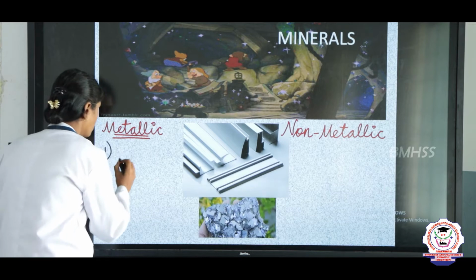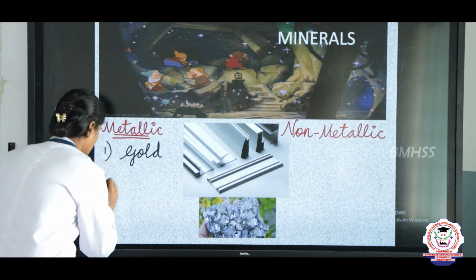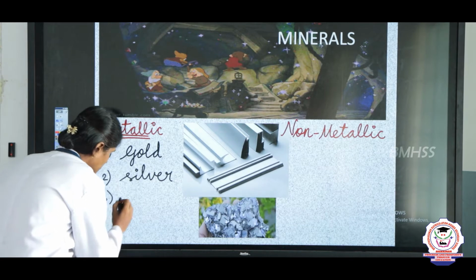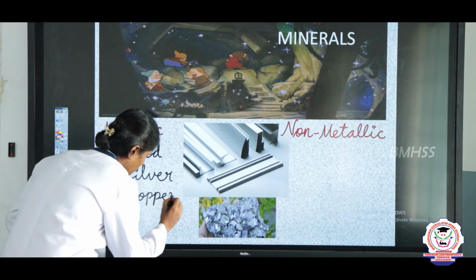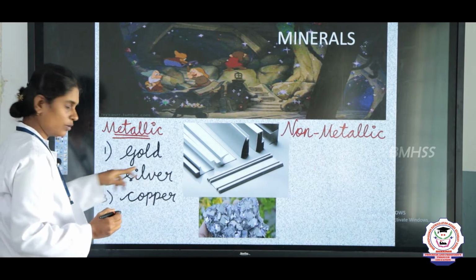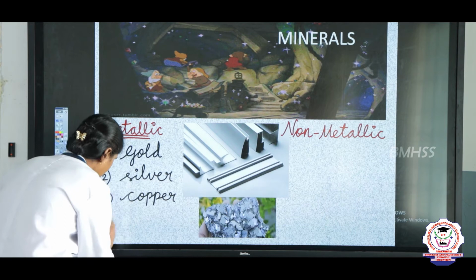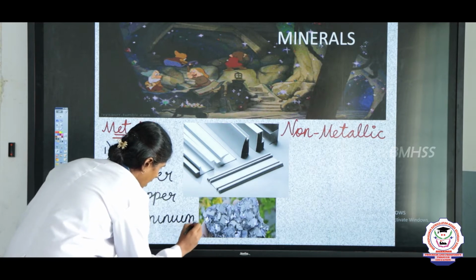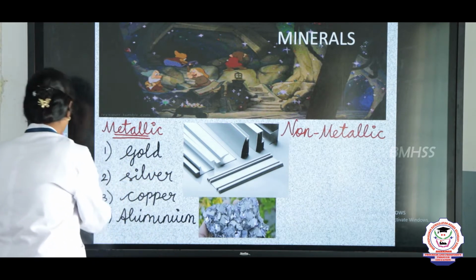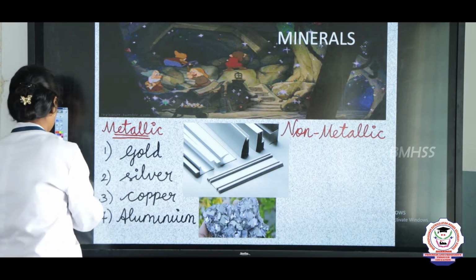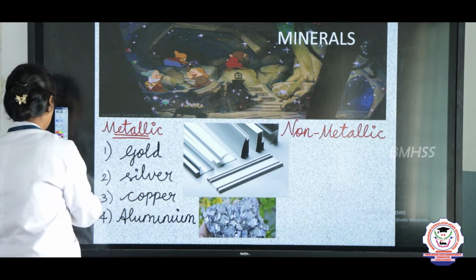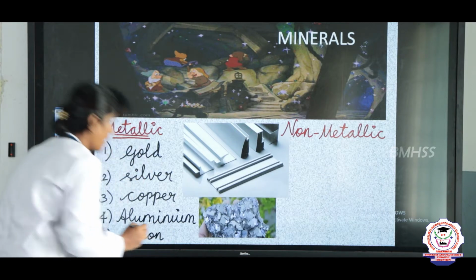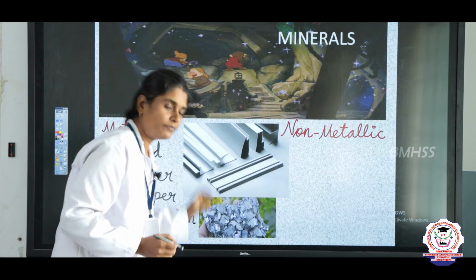Under metallic minerals, the first one is gold, silver, copper, aluminium, and then iron. So these are all the metallic minerals which we can find from our earth.